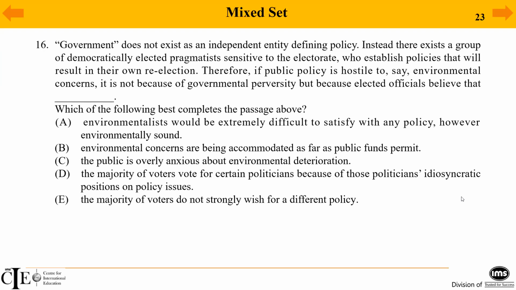What do they believe? That people are approving it, is it not? Or people don't disapprove it. So you must look for that. It's not going against the interests of the public. So that is the reasoning given in the argument. You have to follow that. The middle part is saying that they are sensitive to the electorate. They don't do anything that goes against the wishes of the people. So if something is bad for the environment, what does it mean? That means people are not against it. Yes, Siddhi correct, Shantanu correct. Sarj, check your answer.